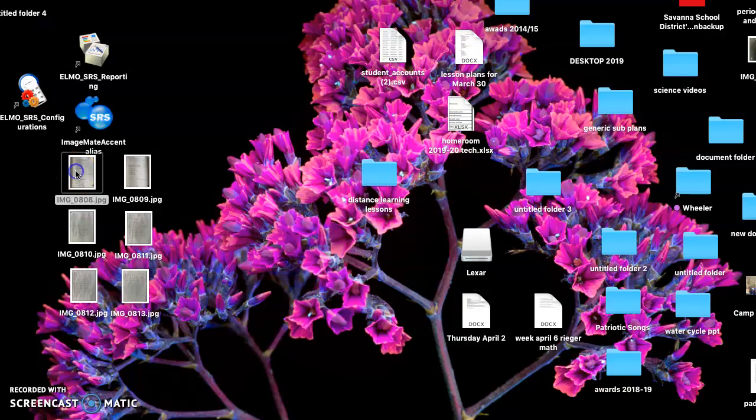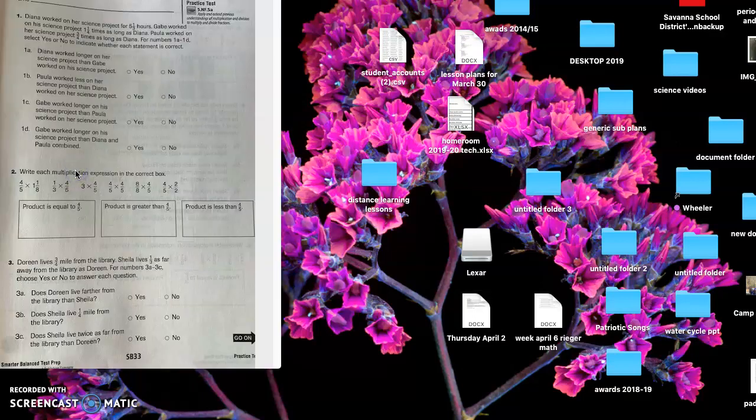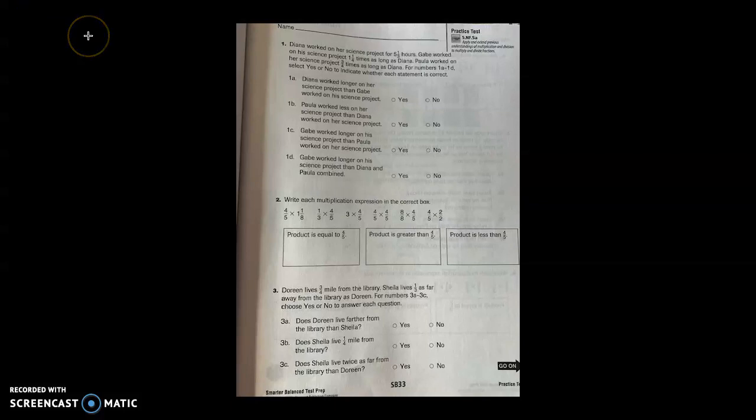Hi guys, today we're going to take a look at pages 33 and 34 in your math book. We're skipping 31 and 32, so we're going to page 33. On question number 1, on page 33 it says, Diana worked on her science project for 5 1/3 hours.